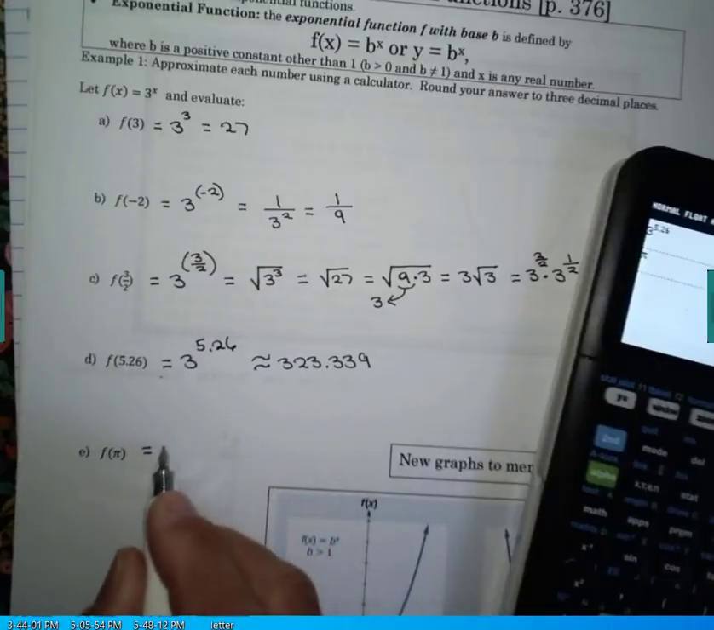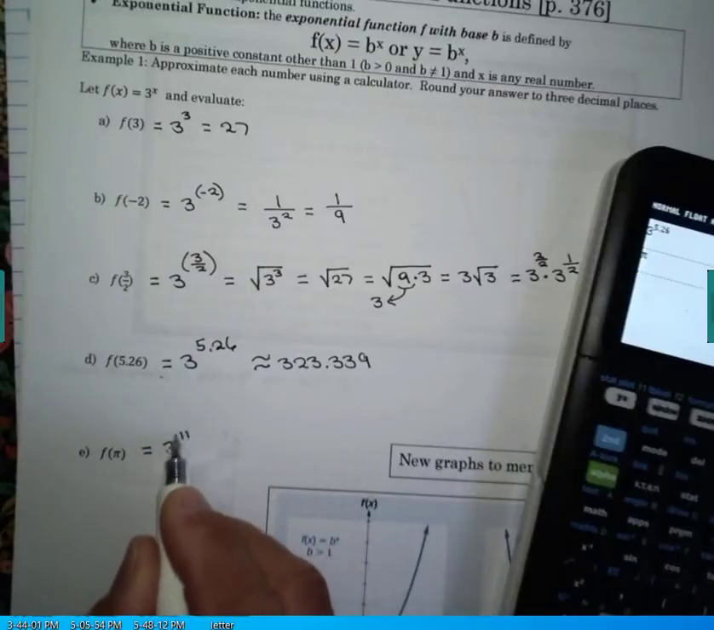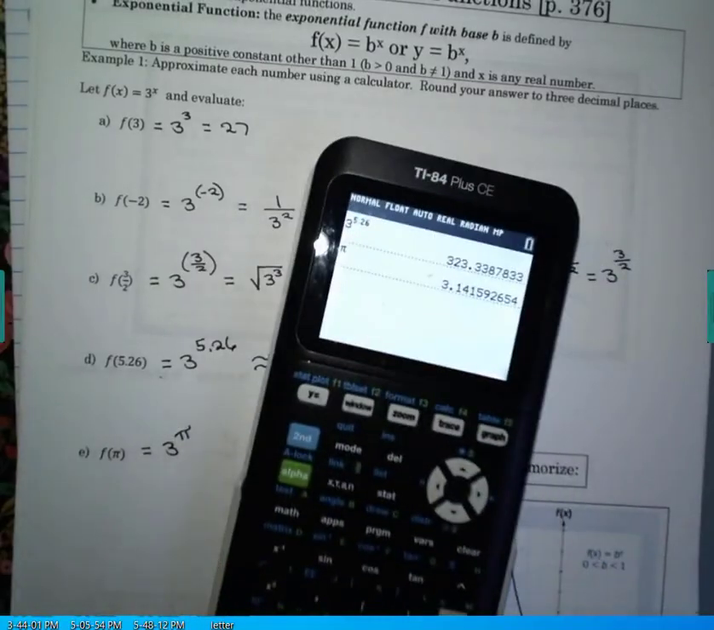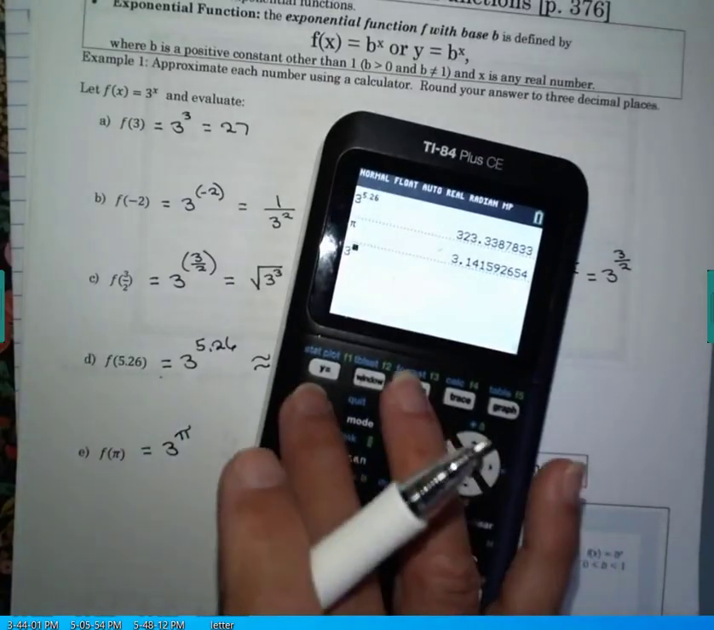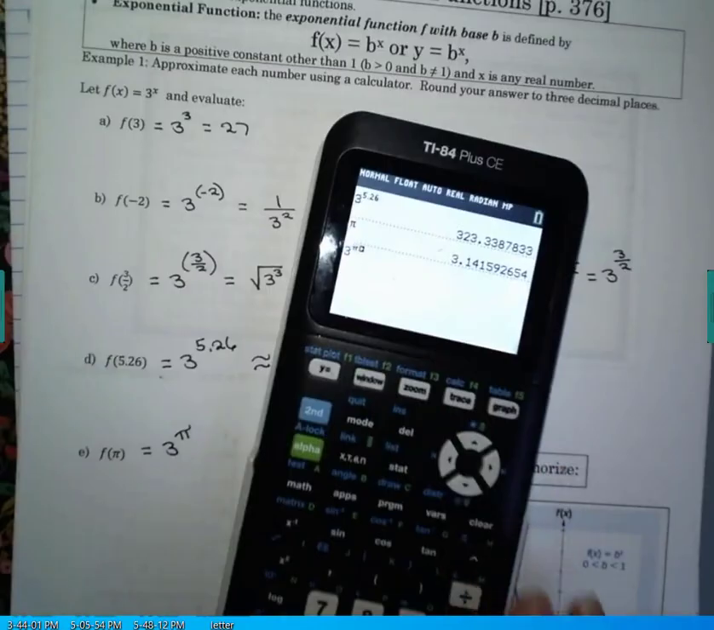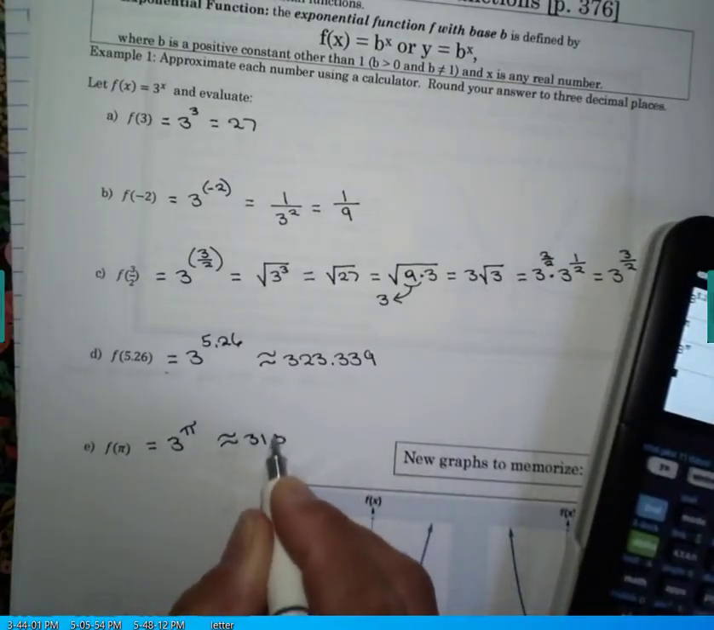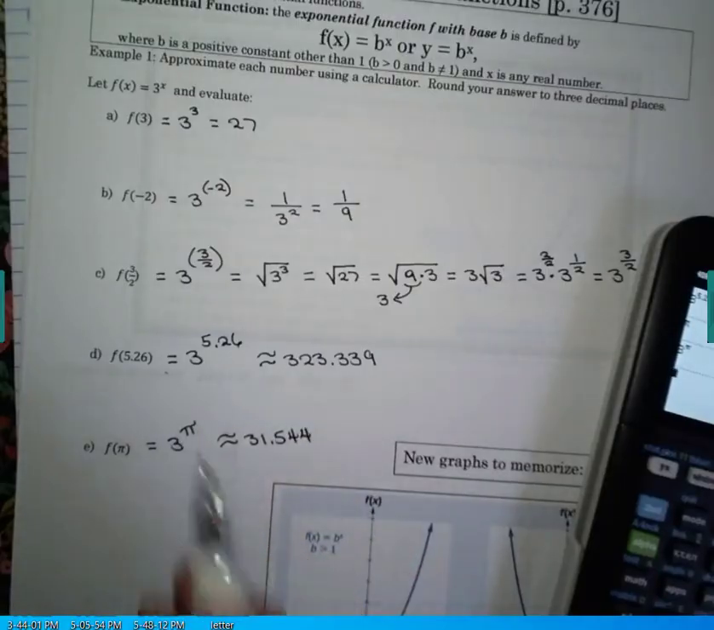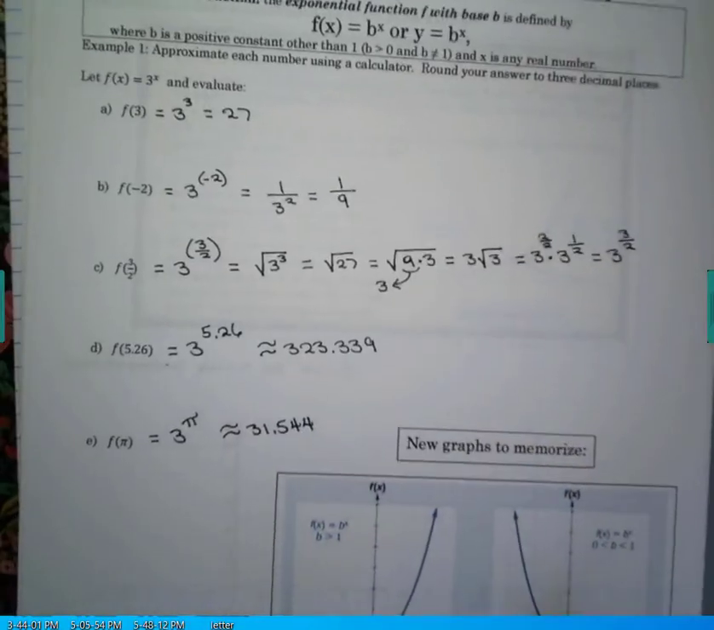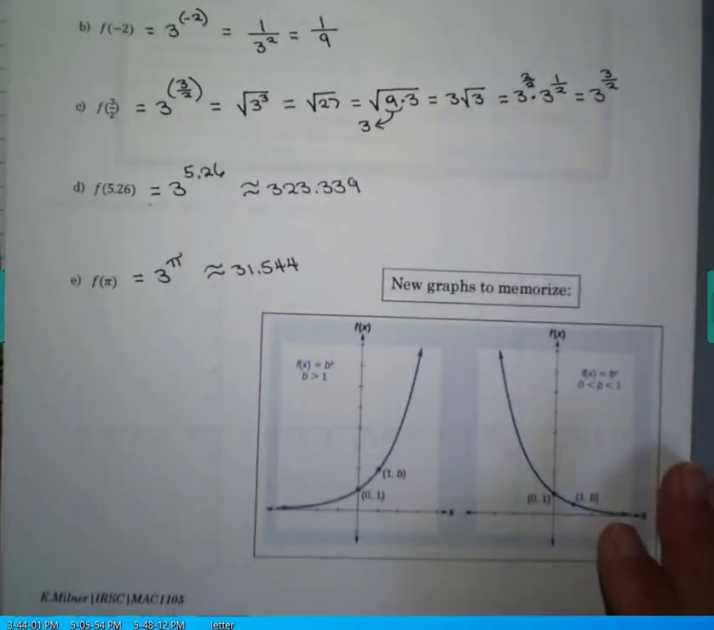I'm going to say, well, this is really 3 raised to the exponent pi. And I would put in my 3, and I would do my little caret sign, or my little up arrow sign, and then I'm going to put in second and hit that arrow again to insert pi. And when I hit enter, I get 31 point, let's go to 3 decimals, 544. That's it approximately. So it's approximately 31.544. And like I said, to be exact, I would have to leave it in exponential form, 3 to the power of pi.